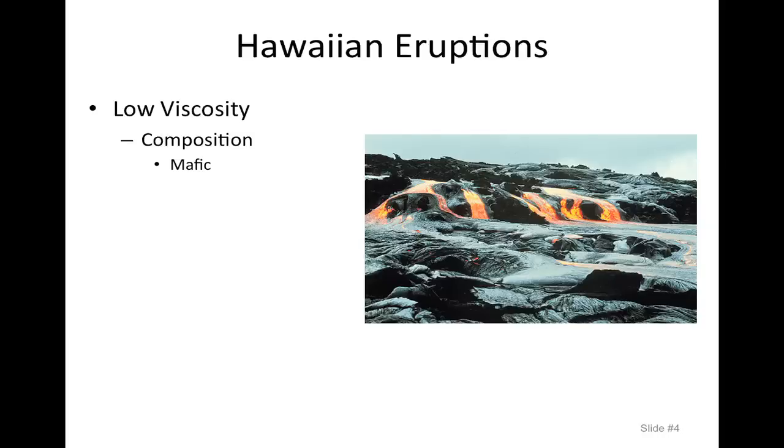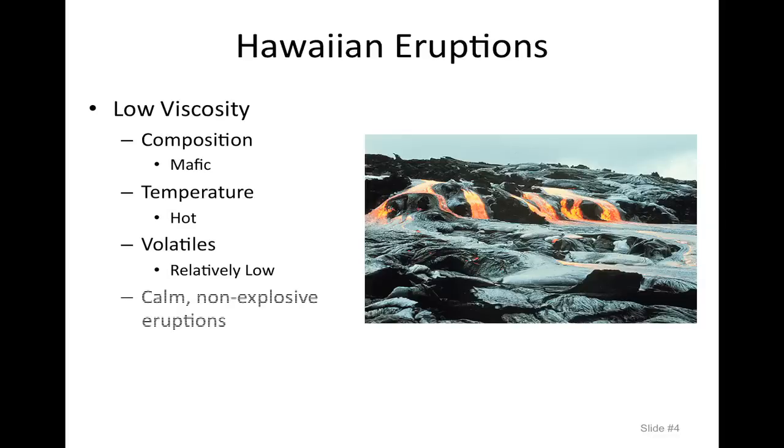The lava is of low viscosity. Its composition is therefore going to be mafic. Its temperature is going to be relatively hot, and the volatile content relatively low. So that's all going to equate to a very calm, non-explosive event. The reason for that is the magma is very buoyant. It's very hot, so it's going to be able to escape through any little crack very easily because of its low viscosity and the fact that it just wants to rise buoyantly because it's so hot.